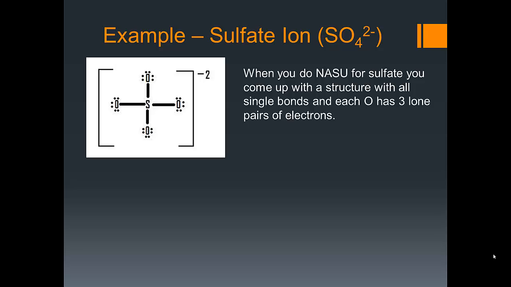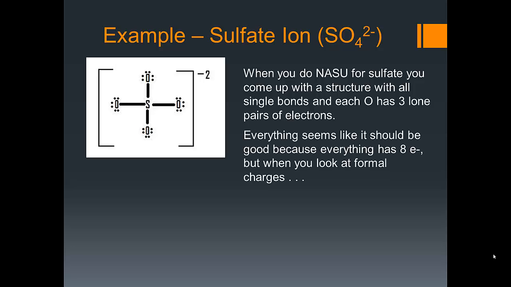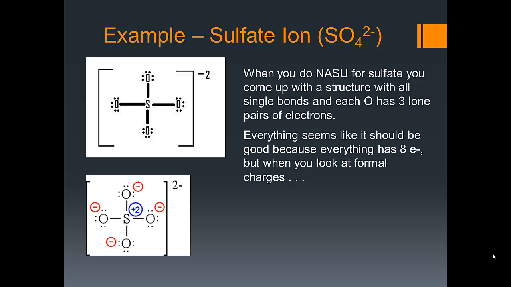So just remember, for ions, you have to take those electrons that are there into account. So for negative ions, you're adding to the number of available. For positive ions, you are taking away from the number of electrons that are available. Anyhow, so we have our sulfate drawn here. Each oxygen has a single bond to the sulfur, and each oxygen also has 3 lone pairs of electrons. Everything seems like it should be good because everything has 8 electrons. But when you look at the formal charges, everything has one.